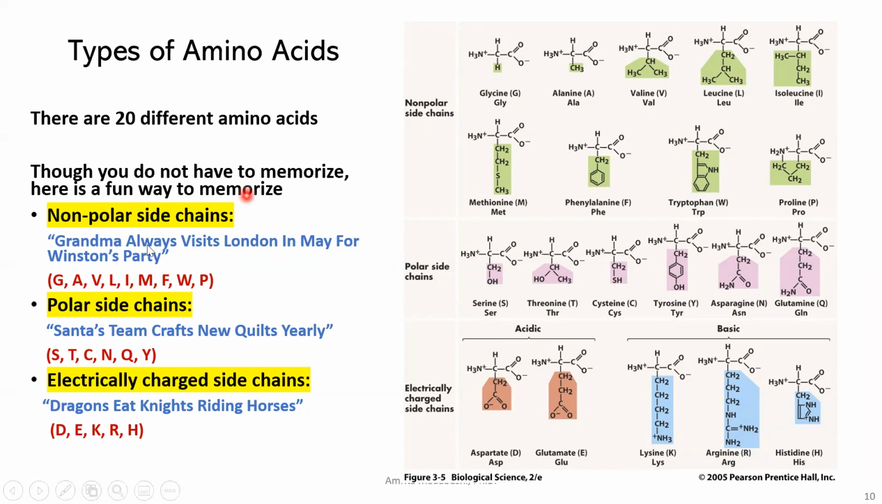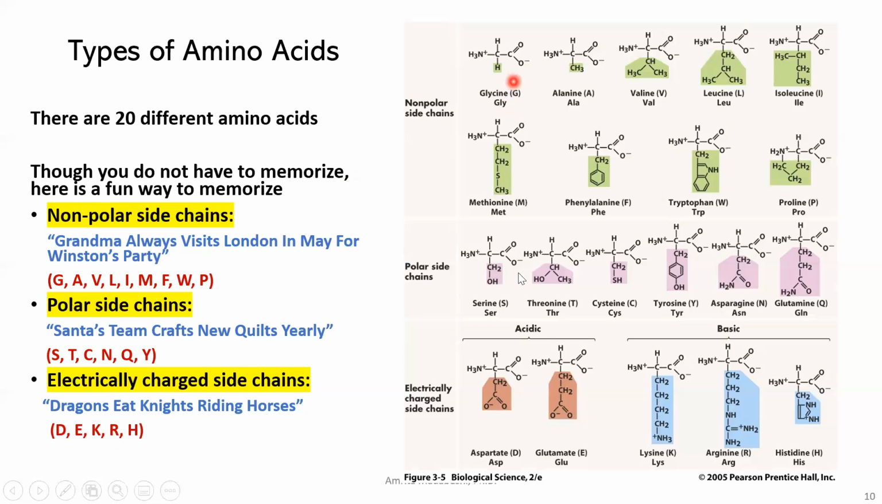Okay, the non-polar side chains are: grandma always visits London in May for Winston's party. You can just break up each one of them. Those are all your non-polar ones. The polar ones are: Santa's team crafts new quilts yearly, kind of like that because it's Santa coming from the pole. And the electrically charged ones are: the dragon eat knights riding horses. So it's literally an easy way to remember. Of course, in most scenarios, even in an advanced course, people won't expect you to remember, but this is a fun way to do it.